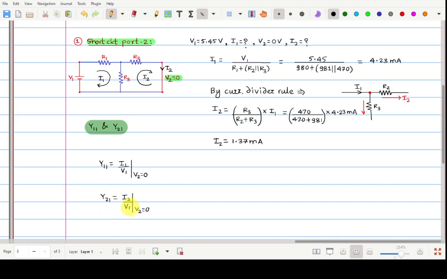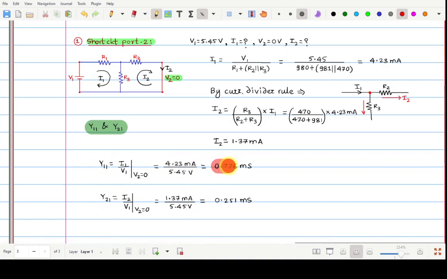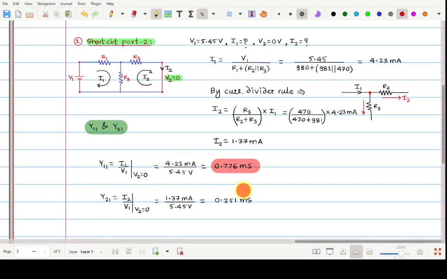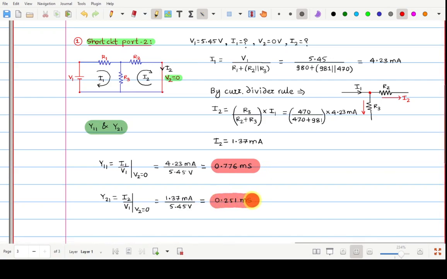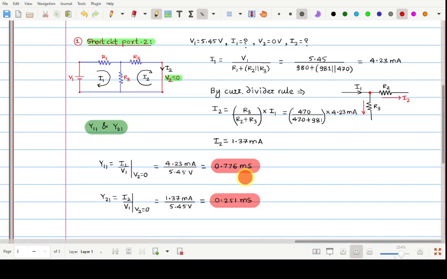And since we are having V1 in the denominator, we will write V2 is equal to 0, and V2 equal to 0 is possible only when we short circuit port 2. So hence we are getting these two parameters during our first step. Okay, now put the values. So friends, we have substituted the values. Now calculate this. You will get the value of y11 as 0.776 millisiemens or millimho we can say, and y21 is 0.251 millisiemens. Okay, so these were the y parameters during step 1.